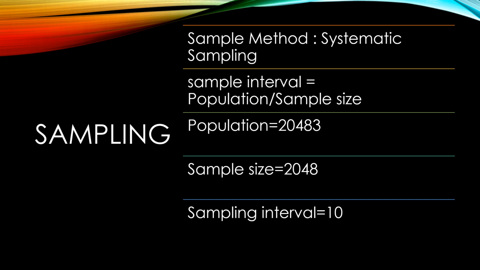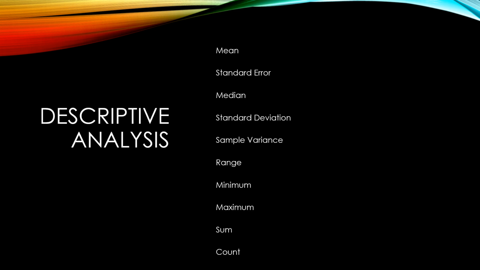When we talk about the sampling, the sample method is systematic sampling. Systematic sampling is calculated by dividing the population by the sample size. According to that, the population is 20,483 and the sample size is 2084 and the sample interval is 10. And we chose the Excel data analysis tools to calculate this sampling.